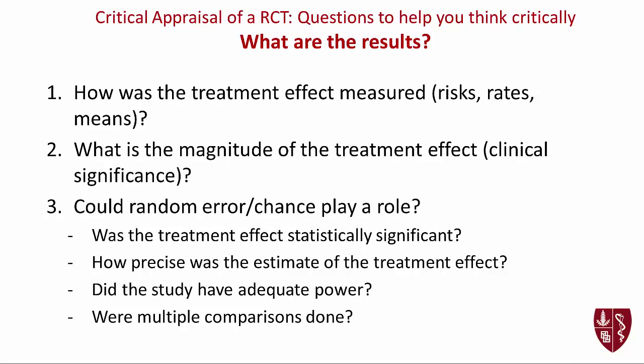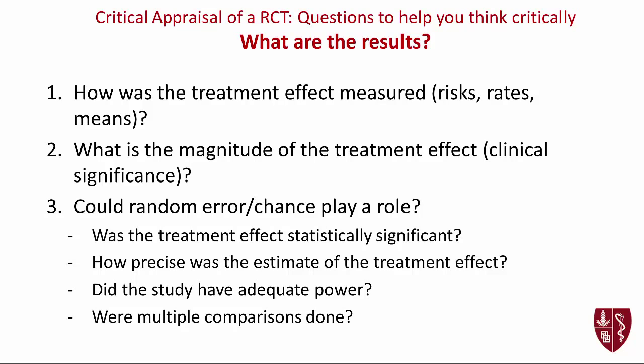Okay, so we're not done yet, so I want to move back from the markup of the paper to now discussing the random component, and we haven't looked at the results yet. So looking at the results, we want to ask the following questions. How was the treatment effect measured? Did they use risks, rates, means? What was the magnitude of the treatment effect? Are these effects clinically significant?